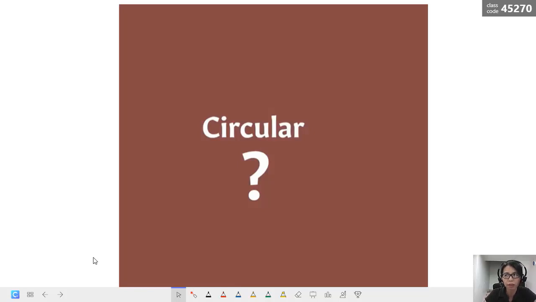So sebelum kita pergi kepada penyelesaian masalah yang berkaitan dengan circular motions, kita recap dulu ataupun kita recall balik basic idea ataupun konsep penting yang ada dalam nota tentang circular motions.